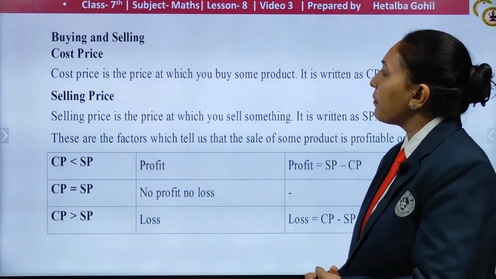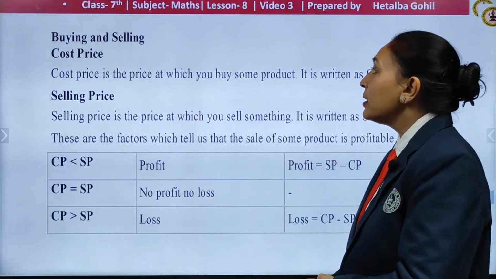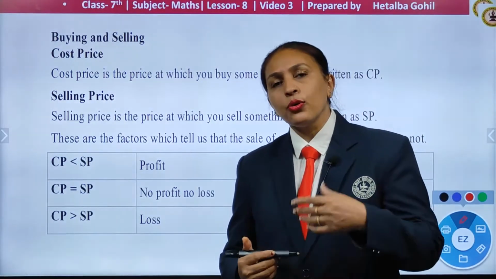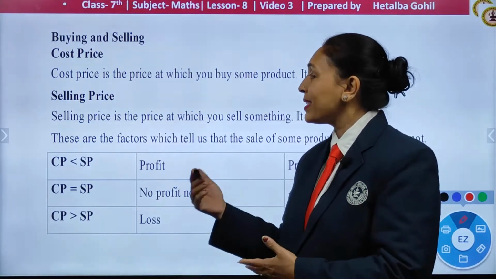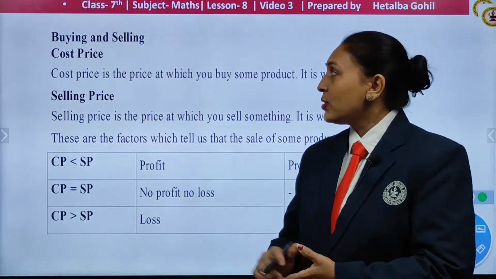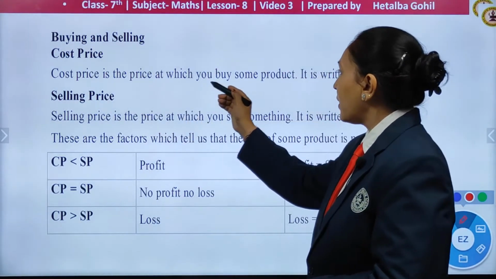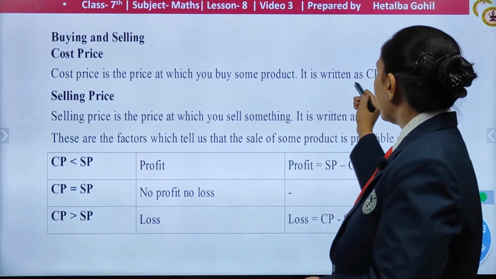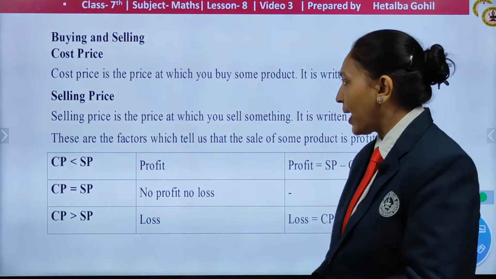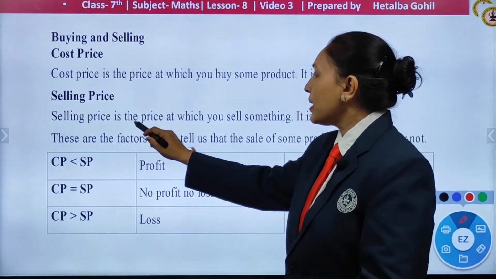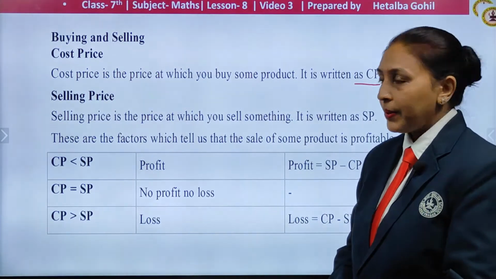The next concept we have here is related to buying and selling of certain things. Many times you go to a shop and buy things, so you come across a few concepts like cost price and selling price, right? So let us learn what they are. Cost price is the price at which you buy some product and it is written as CP. CP is the short form of cost price. Selling price is the price at which you sell something and it is written as SP.